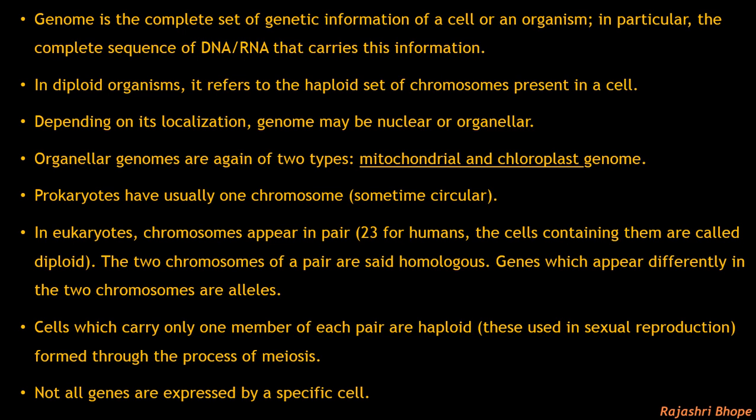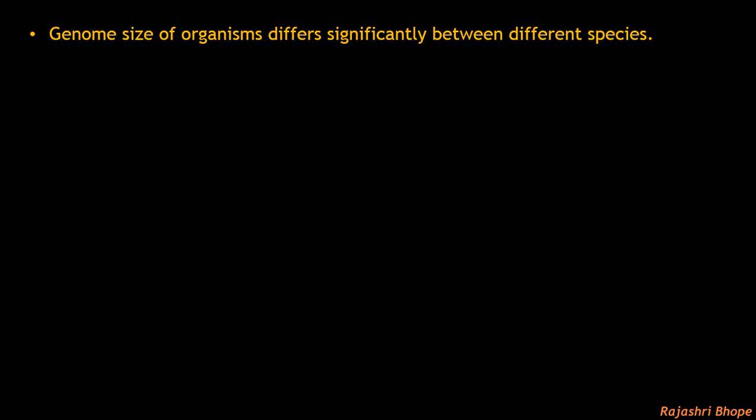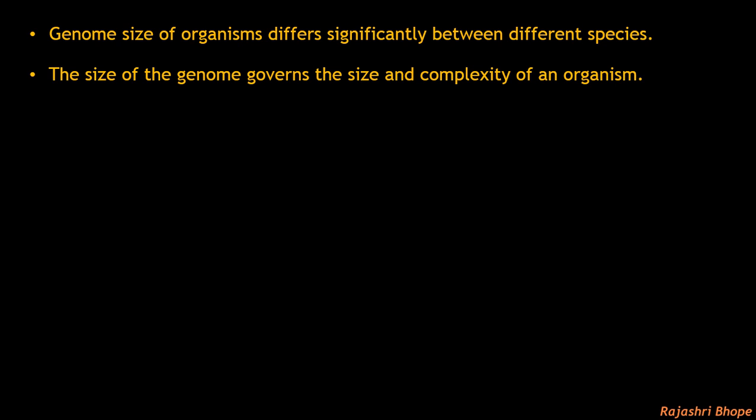Not all the genes are expressed by specific cells. Few genes are silenced. They are not expressed by all the cells. The genome size is different in different organisms and different species of the same.